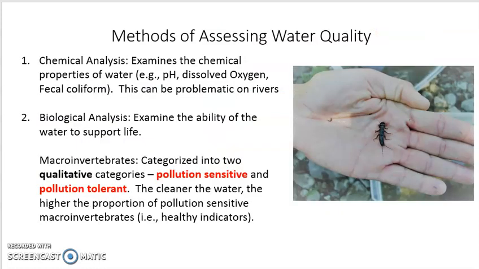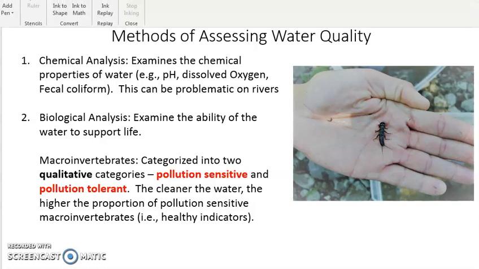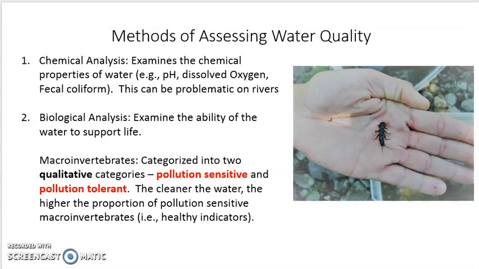There's a number of ways to assess water quality. One way is called chemical analysis. You get samples of water and you examine the chemical properties: pH, dissolved oxygen, fecal coliform. But the problem with that, on a river, is that rivers are flowing. I'm going to change the color of my pen. Even if you take a sample of water and it's clean, it doesn't mean it was always clean, because the pollution will continue to flow downstream.